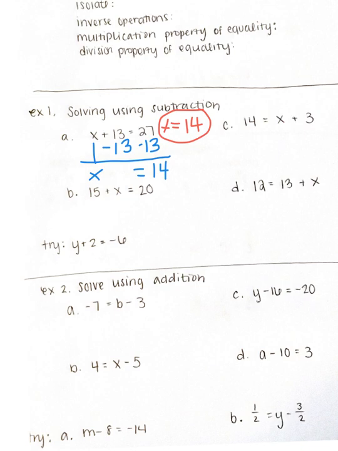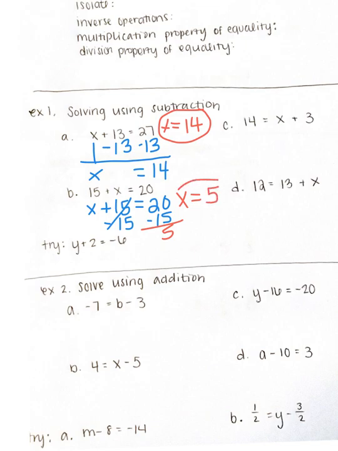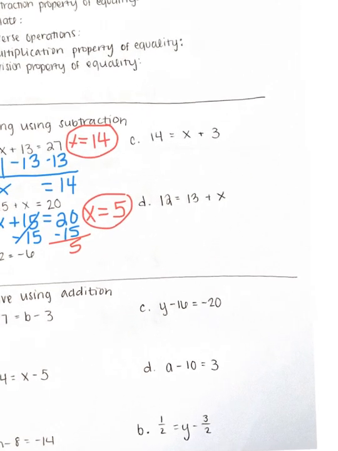Okay, so B, this one's just a little bit different because we have 15 plus x. Remember for addition, we can switch those. So if it helps you to switch it to be x plus 15 equals 20, you can do that. And then it looks like the one that we did in A. So I want to get x all by itself. And so since I have x plus 15, I want to subtract 15 from both sides. And that'll cancel this, and then I have 20 minus 15 on that side, which would be 5, so I get x equals 5.